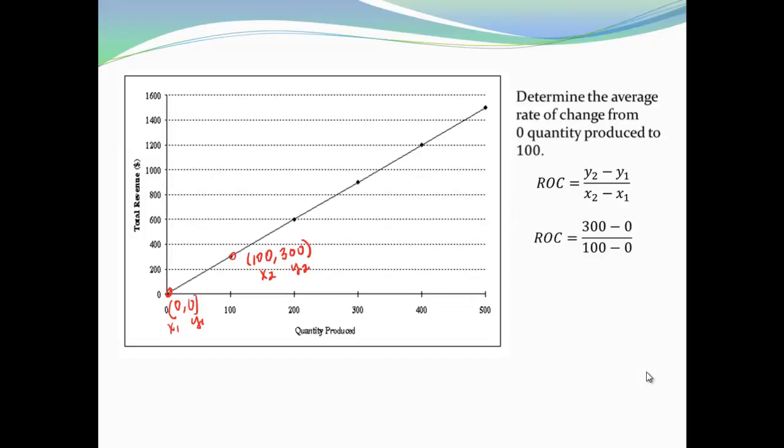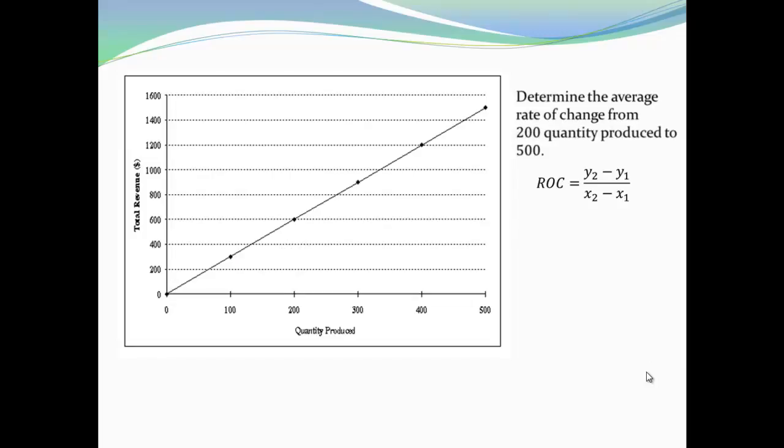So if I put that in my formula, I'm going to have 300 minus 0 over 100 minus 0, which is going to be 300 over 100, which is 3. And this represents $3 in revenue for every quantity produced.